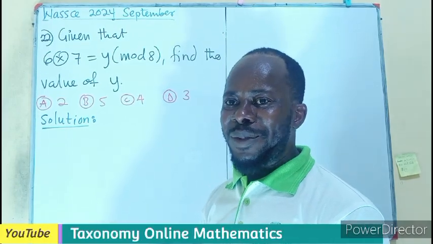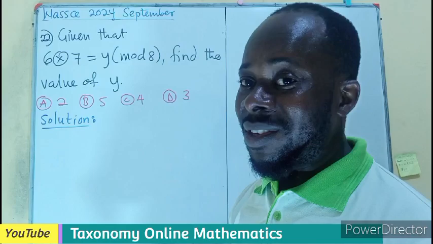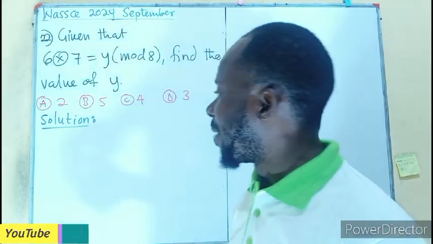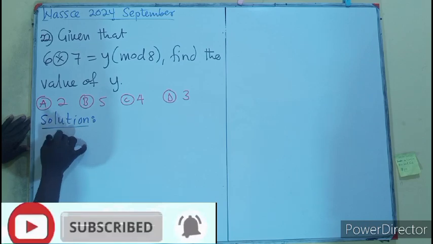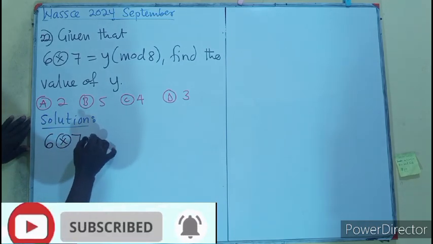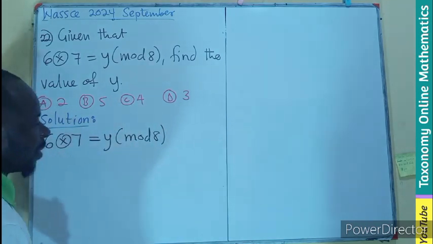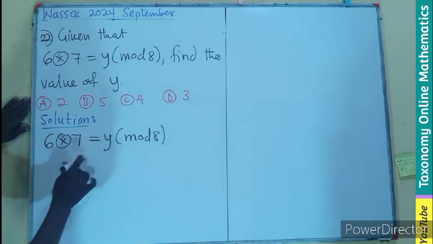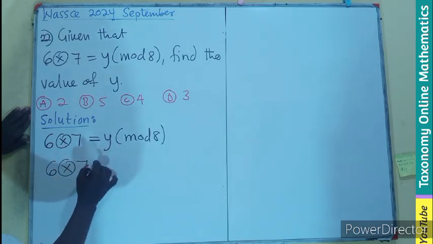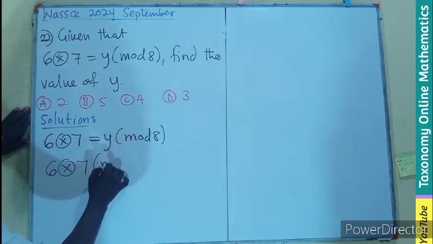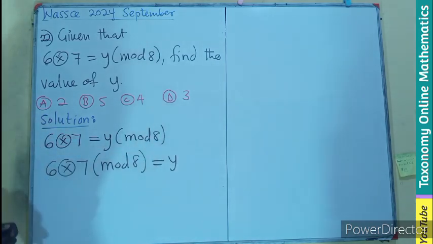Welcome. Let's look at this question on modular arithmetic. This is WASSCE 2024 September edition. We are having 6 times 7 equals y in mod 8. Now this can be written as 6 times 7 mod 8 equals y.